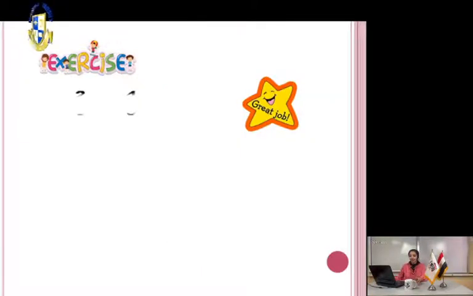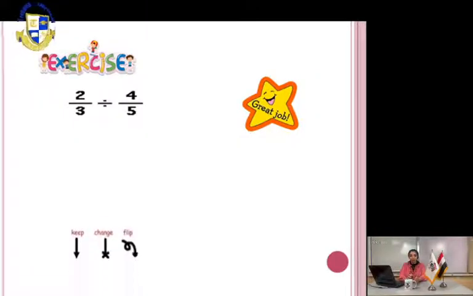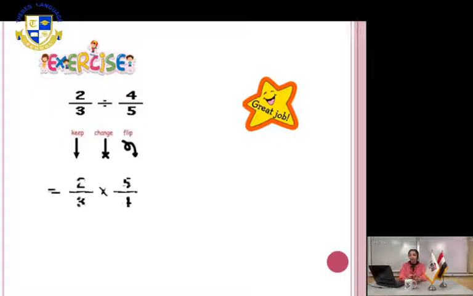So easy. Another exercise. 2 over 3 divided by 4 over 5. Keep, switch, flip. 2 over 3 will be 2 over 3. Switch the sign. Divided will be multiply. And flip the fraction. 4 over 5 will be 5 over 4. Then multiply numerators and multiply denominators. 2 times 5 equals 10. 3 times 4 equals 12. We have here 10 over 12.